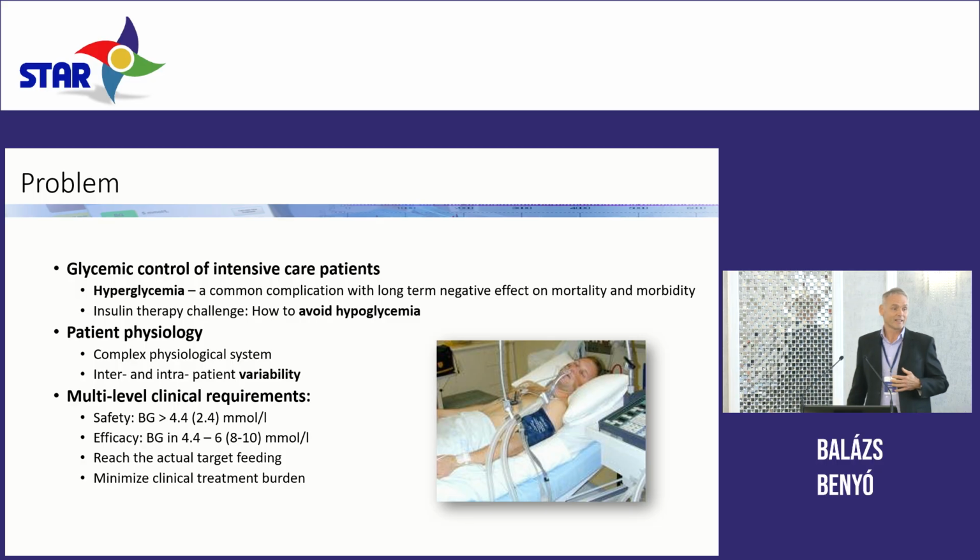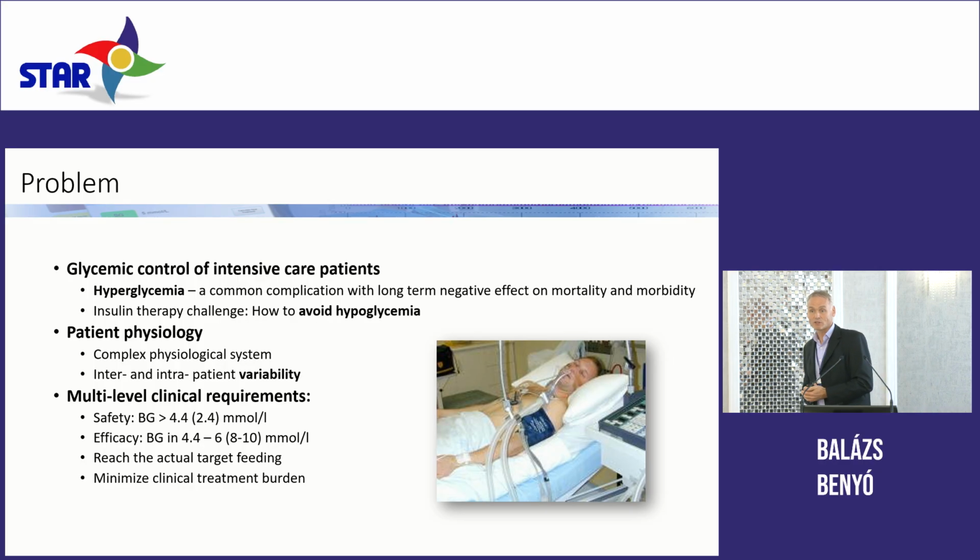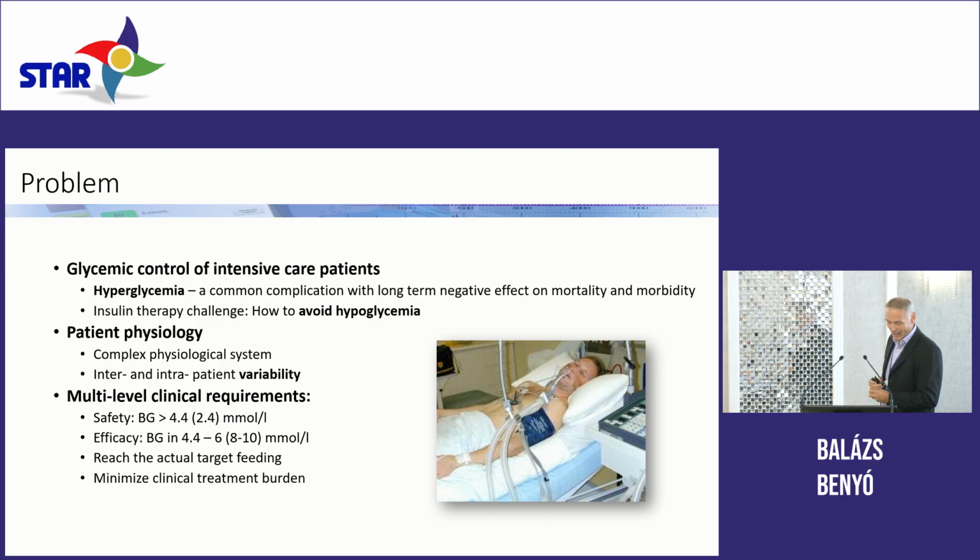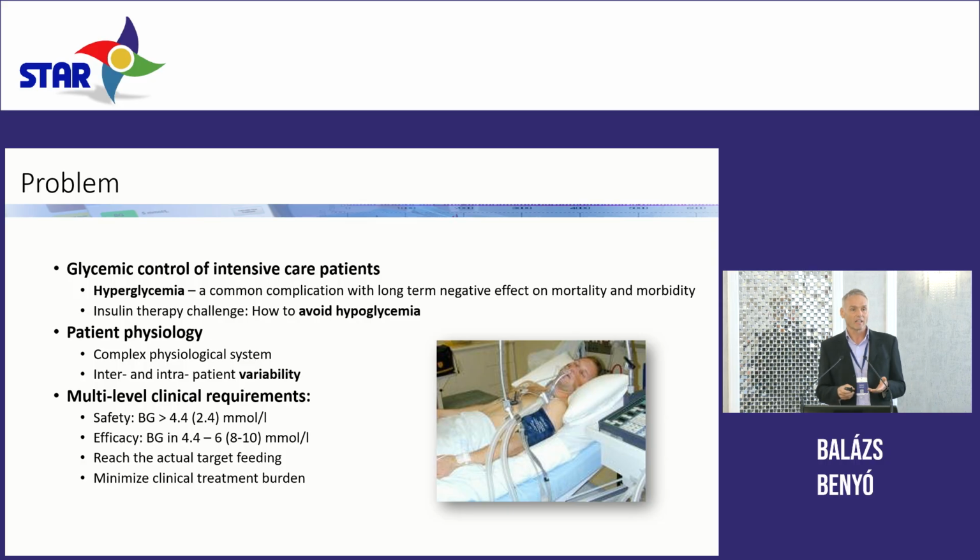I am probably the man who knows the least in this room that hyperglycemia is a common complication in the intensive care unit, and it has a negative effect on long-term clinical outcomes. The therapy we use for it is insulin therapy. However, dosing, how I can treat the patients, is challenging due to the complex physiological system and due to the variability of the patient. That inter- and intra-patient variability is extremely high in this sense.